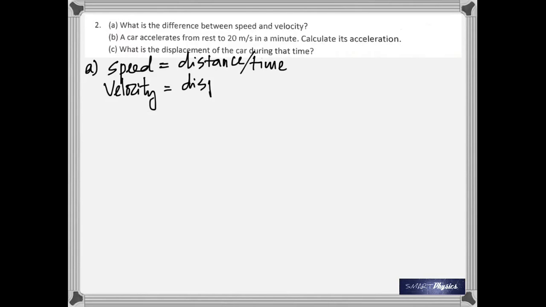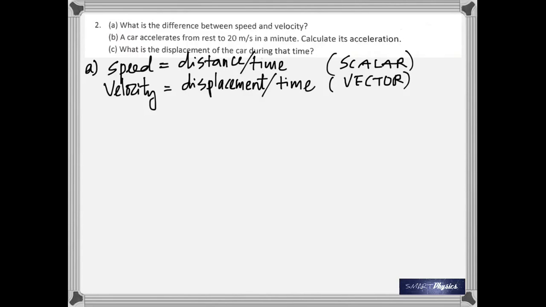Question 2, what is the difference between speed and velocity? Speed is defined as distance divided by time. So speed is a scalar. It only has a magnitude and has nothing to do with direction. But velocity is displacement over time. And displacement is a vector. Therefore, that makes velocity also a vector. So again, distance and speed are scalar. Displacement and velocity are vector. Time again is scalar. Remember that.